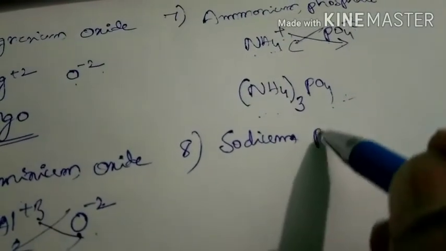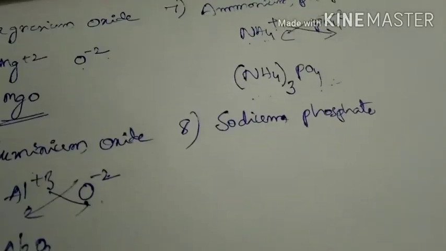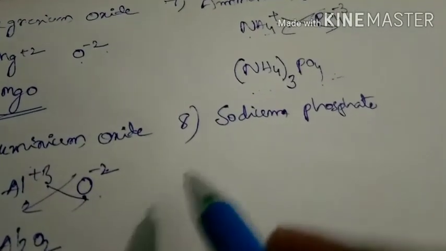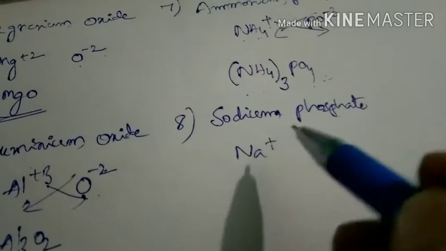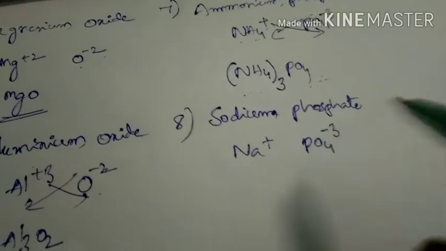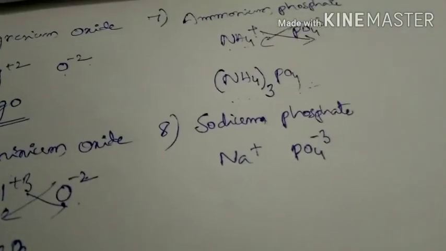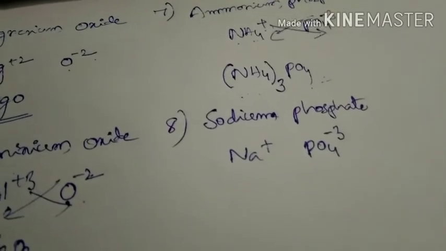Sodium phosphate. Sodium phosphate. What is the symbol of sodium? Na plus. Symbol of phosphate? PO4 minus 3. First, every time you have to write the symbols. That means before that you should thoroughly prepare and learn all these symbols.